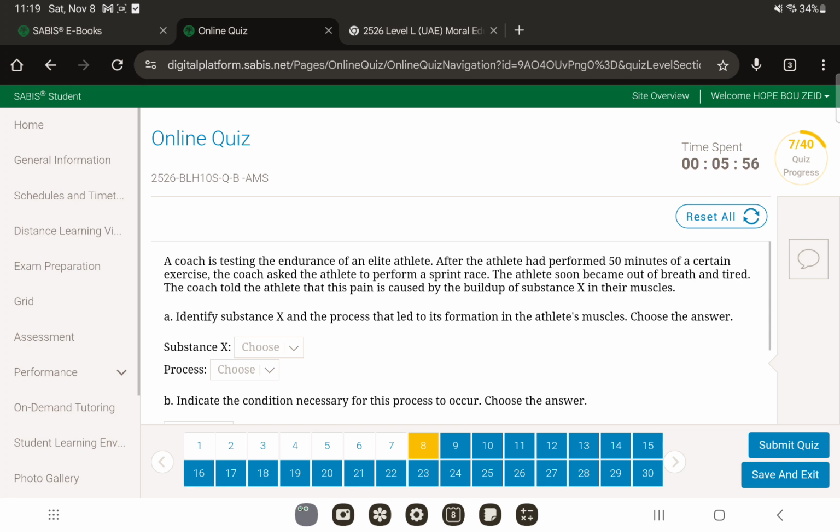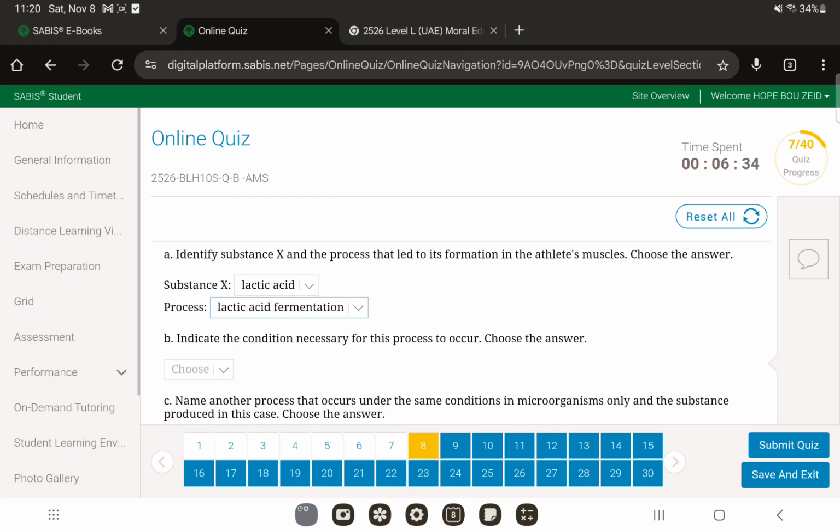A coach is testing the endurance of an elite athlete. After the athlete had performed 50 minutes of a certain exercise, the coach asked the athlete to perform a sprint race. The athlete soon became out of breath and tired. The coach told the athlete that this pain is caused by the buildup of substance X in their muscles. Identify substance X and the process that led to its formation in the athlete's muscle. Substance X is lactic acid, which builds up in the muscle after an exercise. And the process is lactic acid fermentation. It's pretty simple, it's in the name.